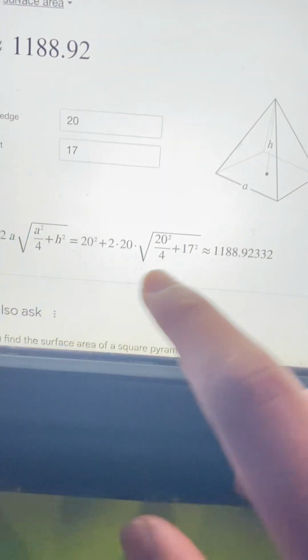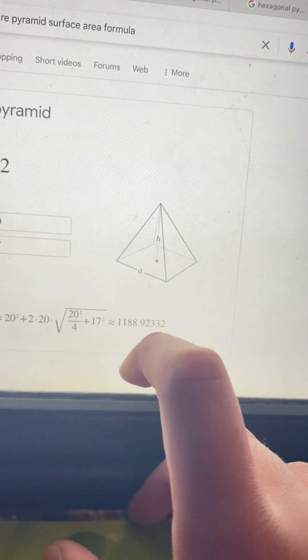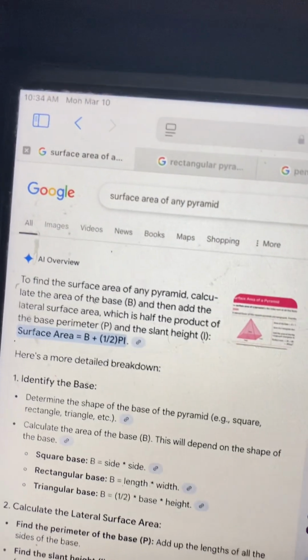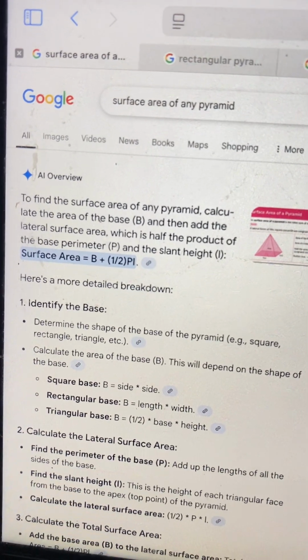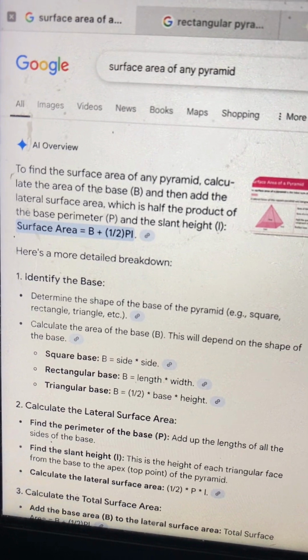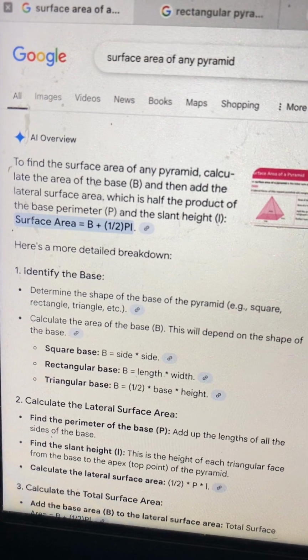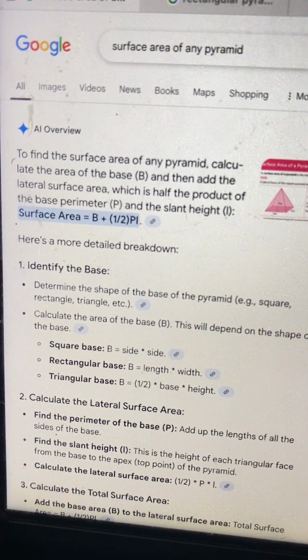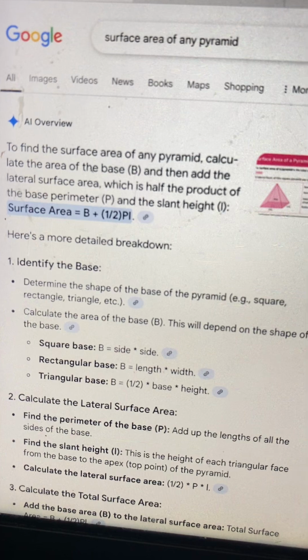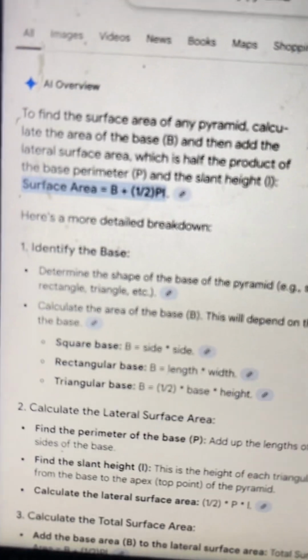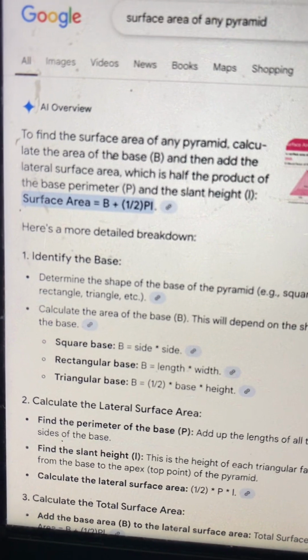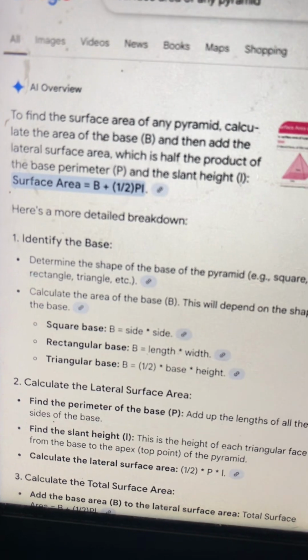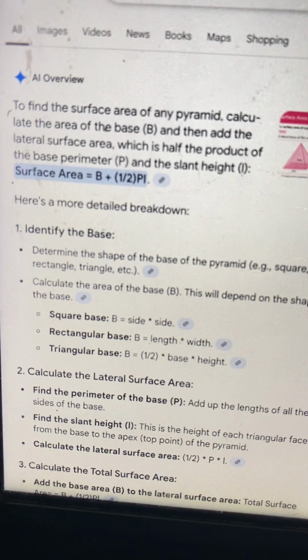Instead of using these complex formulas to find the surface area of a pyramid, which is not its net, you could simply just do this. To find the surface area of any pyramid, calculate the area of the base B and then add the lateral surface area, which is half the product of the base perimeter, or P, and the slant height, L. So the surface area is basically B plus 1/2 times PL.